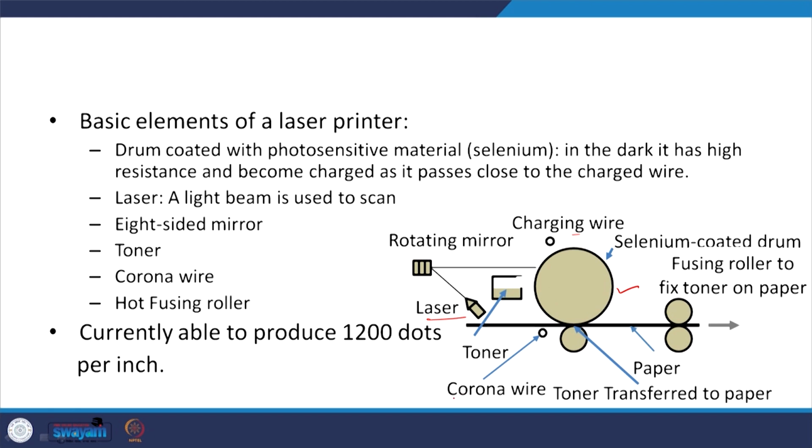Then there is a corona wire over here, and this corona wire charges the paper. This charged paper gets attracted to the drum, and the toner gets onto the paper. Then there is a fusing roller to fix the toner on the paper. So, a light beam is used to scan, there is an 8-sided mirror, there is a toner, there is a corona wire used for charging the paper, and there is a hot fusing roller. Currently we are able to produce 1200 dots per inch this way.